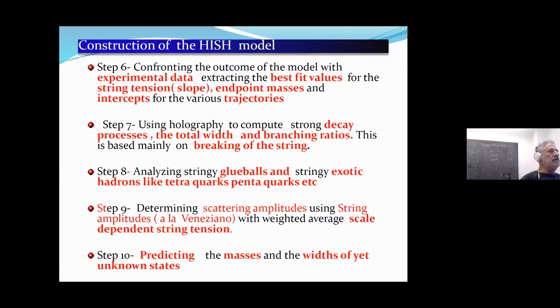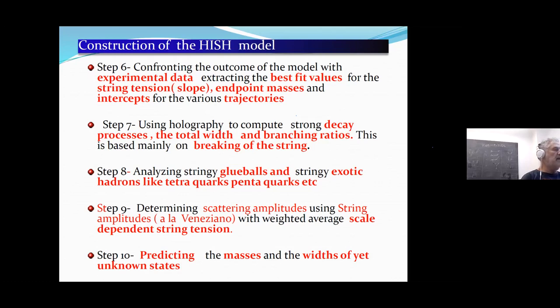Step 6, we confront the outcome of this model with experimental data and extract best fit values for the string tension, endpoint masses, and intercept for the various trajectories. Step 7, we use holography to compute strong decay processes, the total widths and branching ratios, and this is basically based on the string breaking process. And step 8, we analyze the stringy glueballs and exotics.